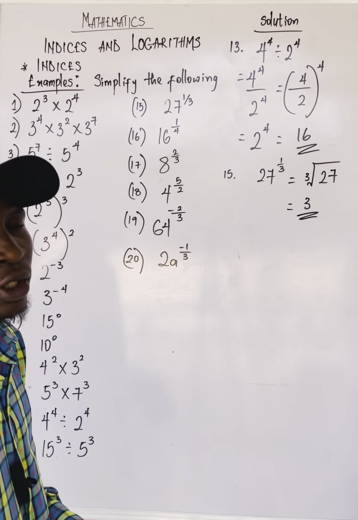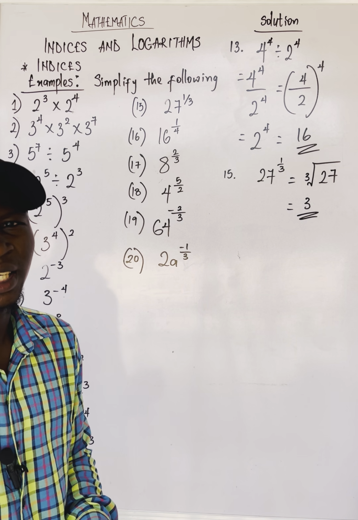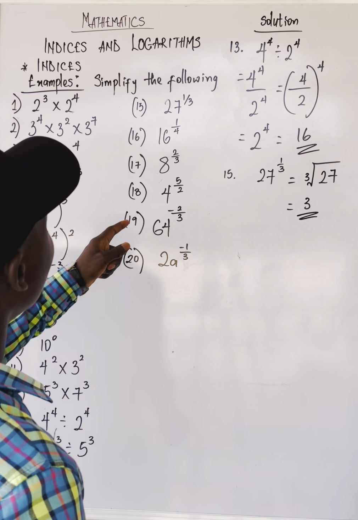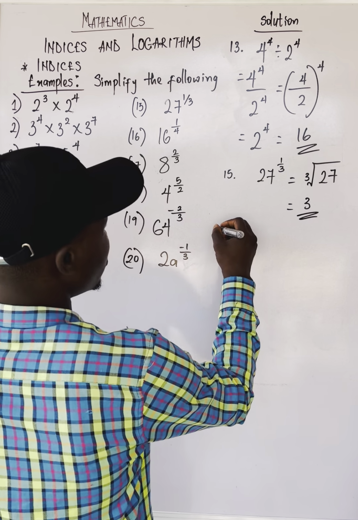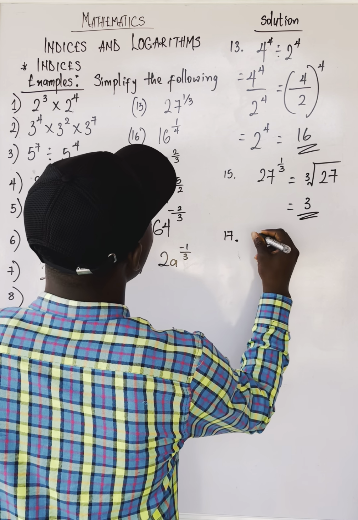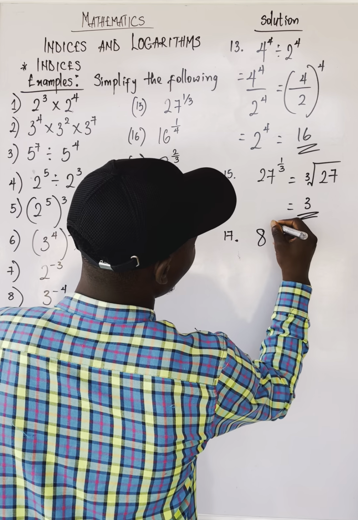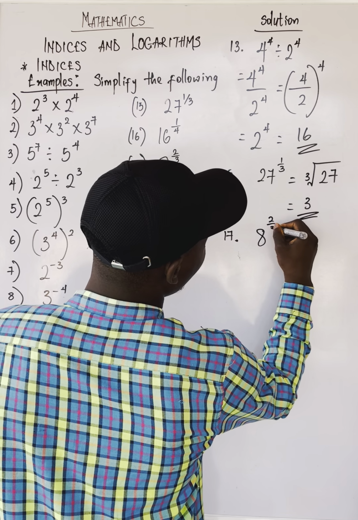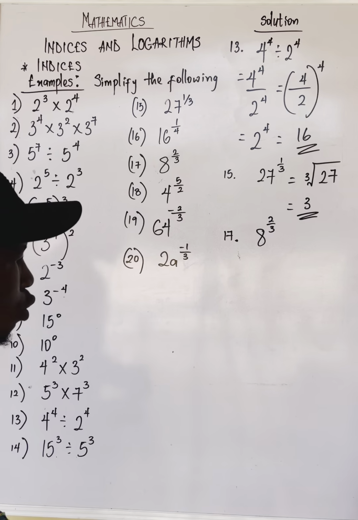Now, try and solve question 16. Do you get? Try and solve question 16. Now, going to question 17. Question 17 says 8 to the power of 2 over 3.